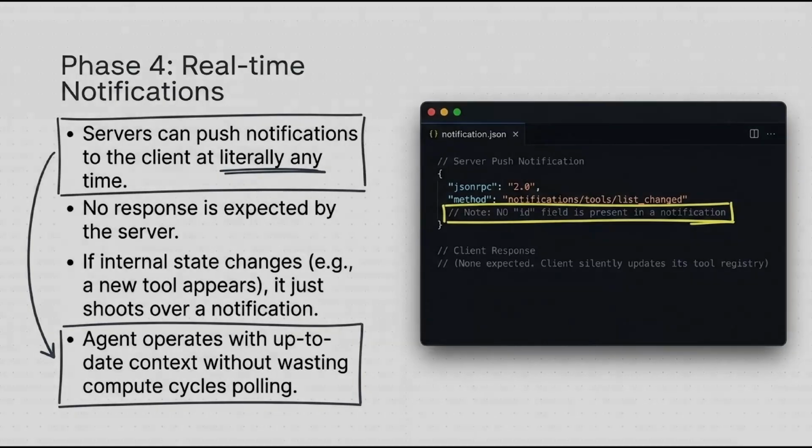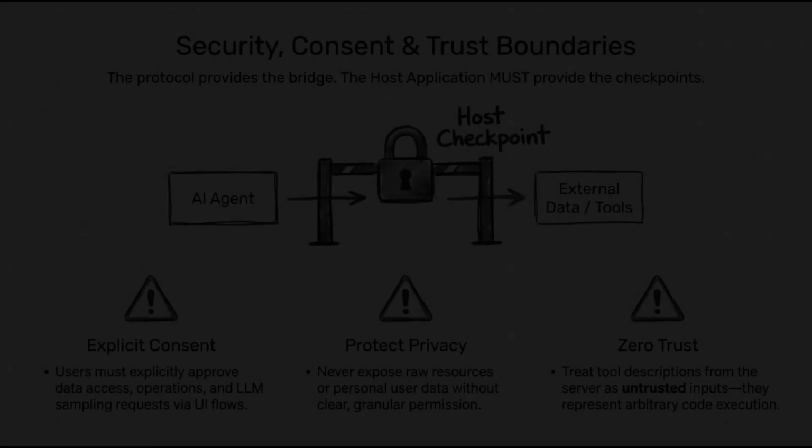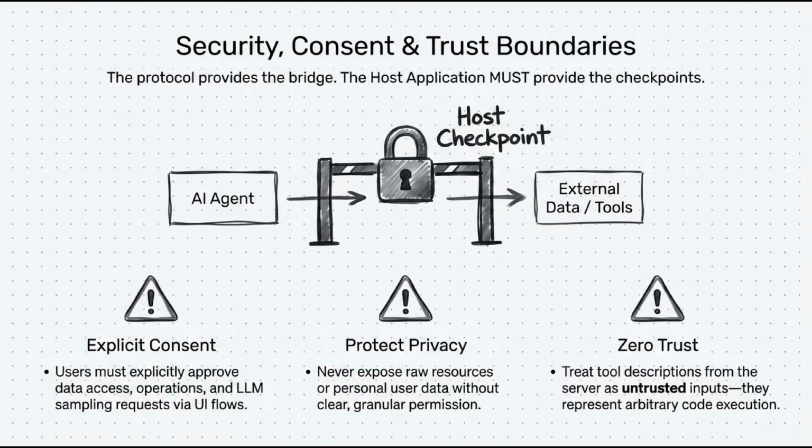Finally, we reach Section 5, Security and Consent. Let's talk trust and safety principles. Look, because we are granting AI models the ability to execute arbitrary code and read private data, the specification documentation states this explicitly, and I quote, users must explicitly consent to and understand all data access and operations.